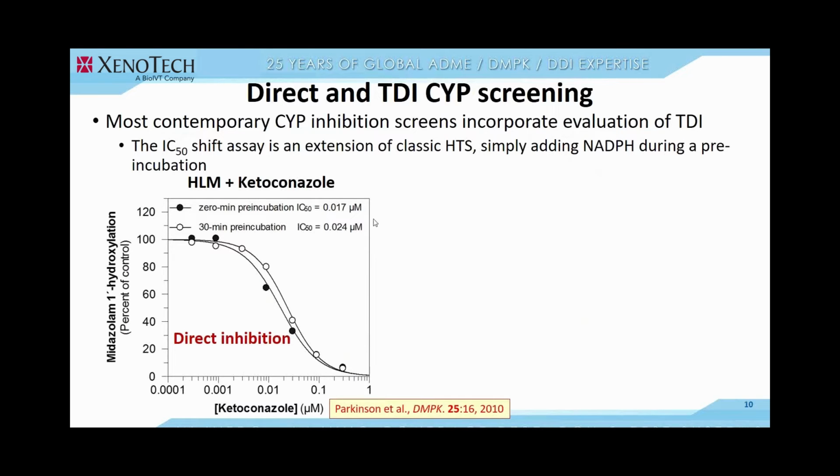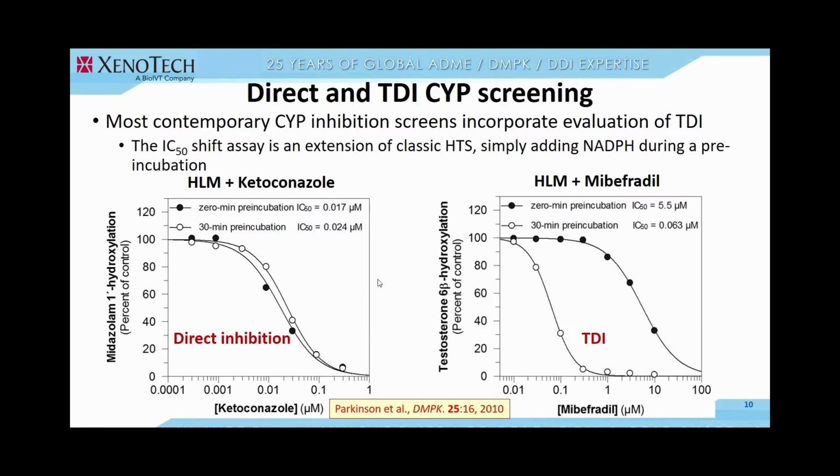But if you look at the definitive studies that we do typically, in this example, we have human liver microsomes with ketoconazole. We have a 0 and a 30-minute pre-incubation with NADPH. And we'll see that the IC50 actually increases slightly after that 30-minute pre-incubation. Therefore, we can conclude that that's direct inhibition. I mentioned mibefradil before. In this sort of screen, we would see an IC50 shift approaching 90-fold. And clearly, there's a time-dependent inhibitor there with mibefradil in the human liver microsomes.